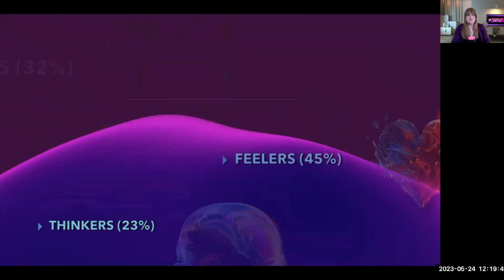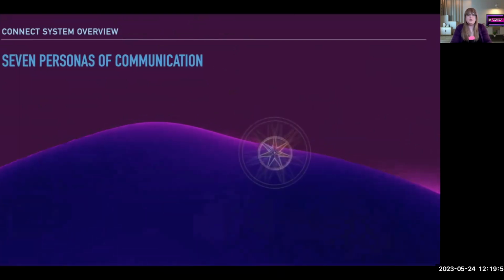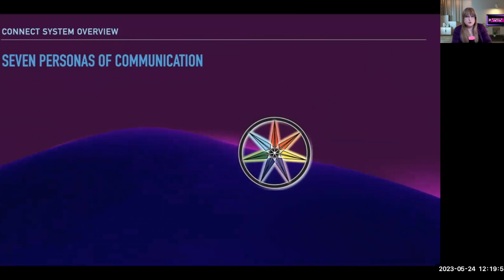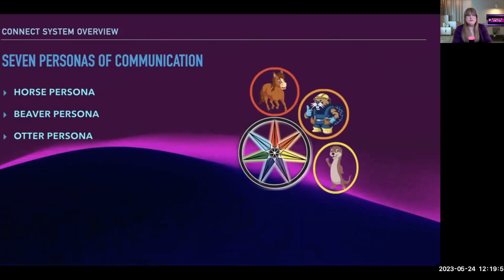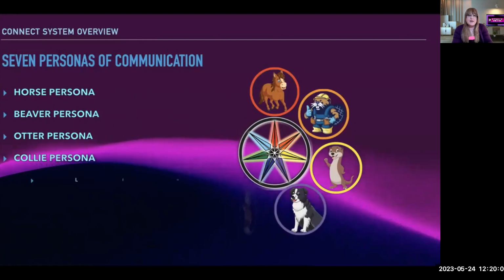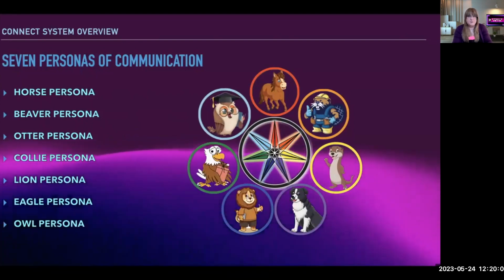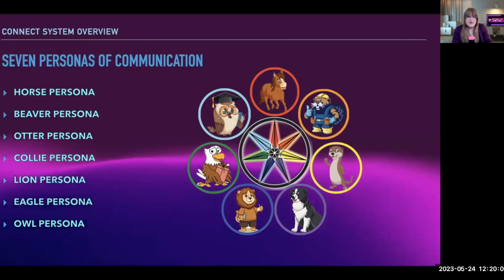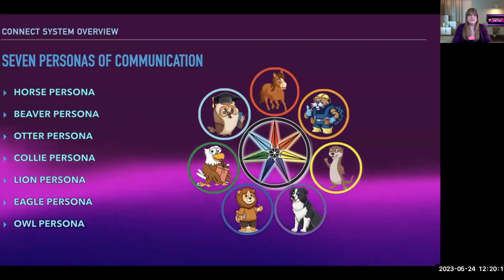So that's what that is. And so there's 7 personas altogether. You have the horse persona and the beaver persona. These are the actors. Then you have the otter persona and the collie persona, and those are the feelers. And then you have the lion persona, the eagle persona, and the owl persona, and those are definitely the thinkers. So we'll talk about these all in order later on.